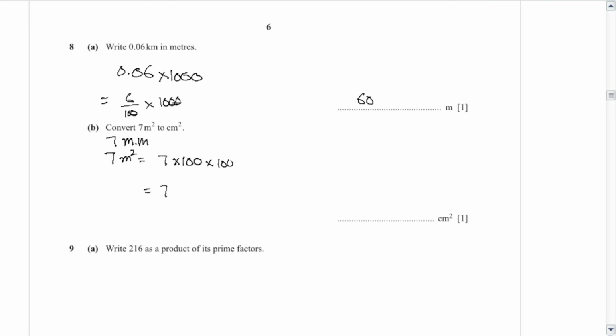7, 1, 2, 3 and 4. Okay. So 70,000 centimeter square is the answer of this question. So this was question number 8, we have solved this one. Let me erase this part. Okay, so now question number 9 is here.